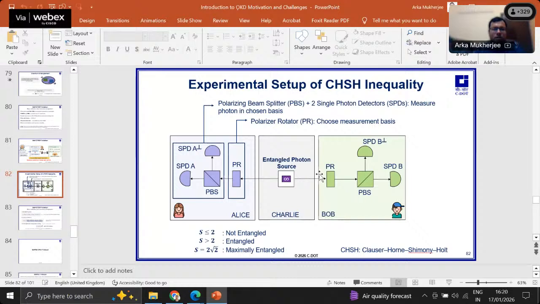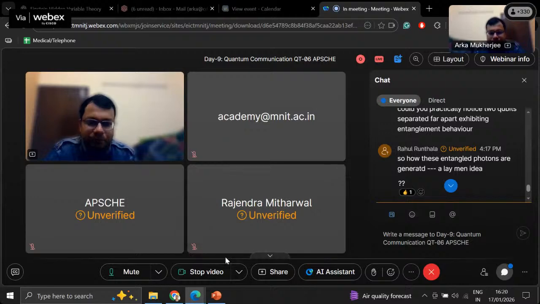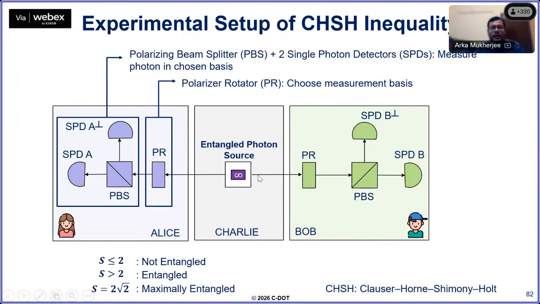So in type 0 SPDC, what happens? The output signal and idler have the same polarization as the input. In type 1, they are vertical. Suppose the input is horizontal, the output signal and idler will be vertically polarized. And in case of type 2, what will happen? Output will be VH plus HV. If one signal is V, the idler will be H, and if the idler is V, the signal will be H, and vice versa. So this entangled photon source can be realized using spontaneous parametric down conversion using a nonlinear crystal.